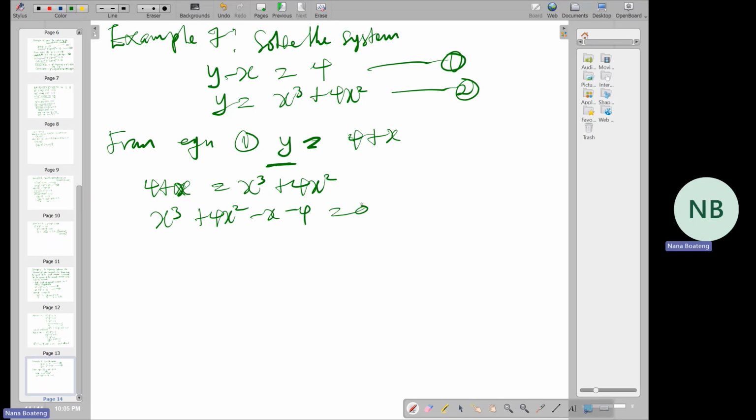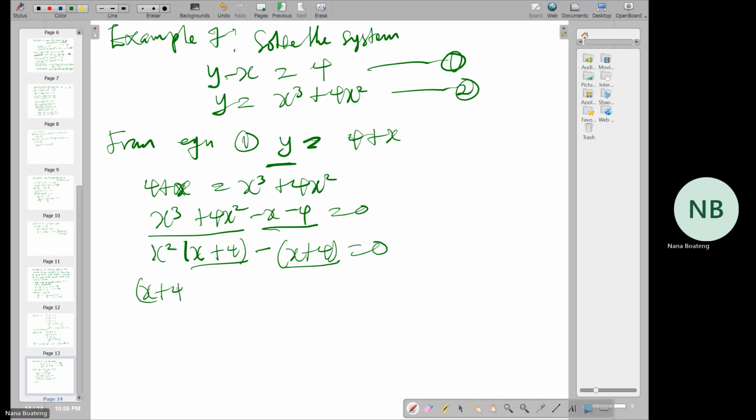So we can factorize x squared out of the first two terms. So we have x squared times x plus 4. We can factorize minus 1 out of the second parenthesis. So minus x plus 4 is equal to 0. Now we have x plus 4, x plus 4, so we can factorize x plus 4 out. So x plus 4 times x squared minus 1 is equal to 0.